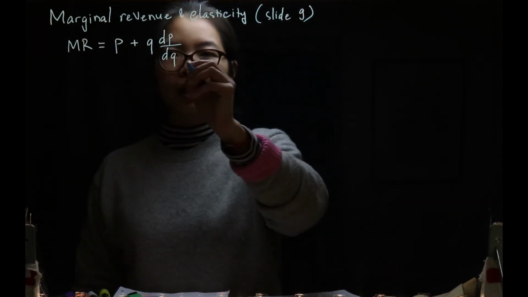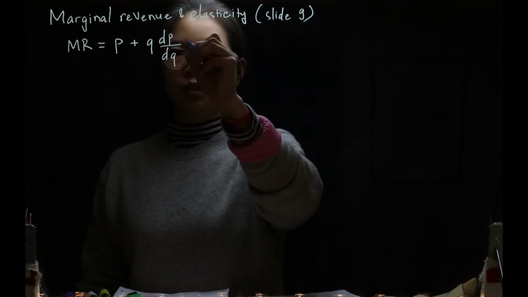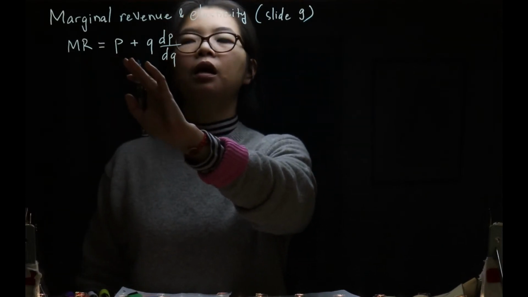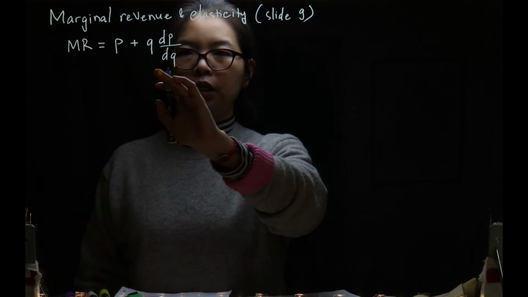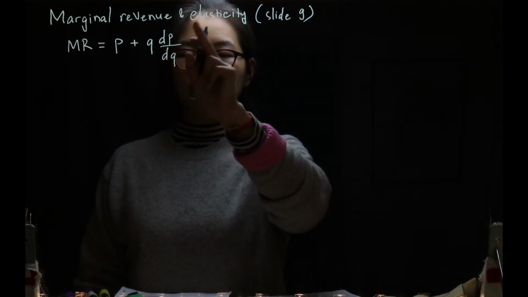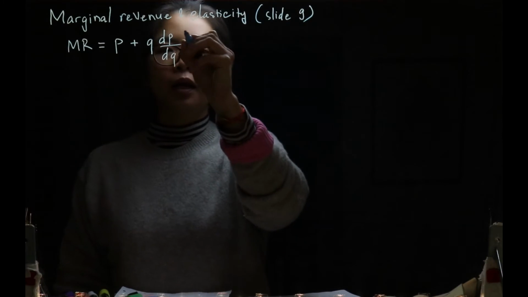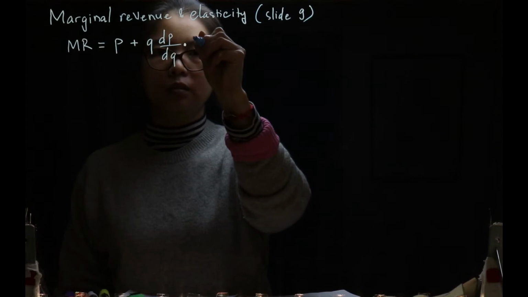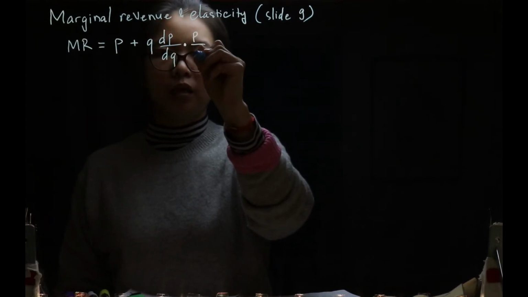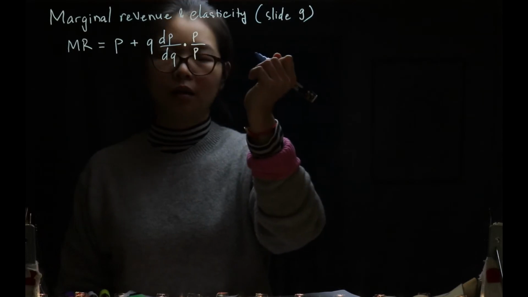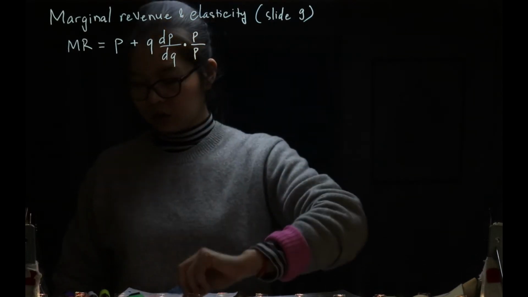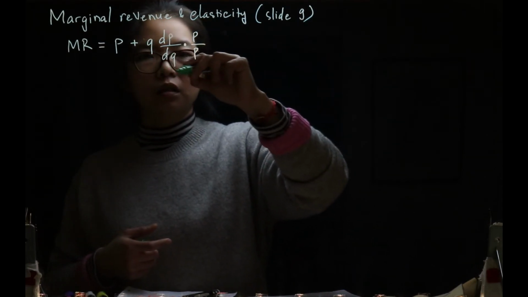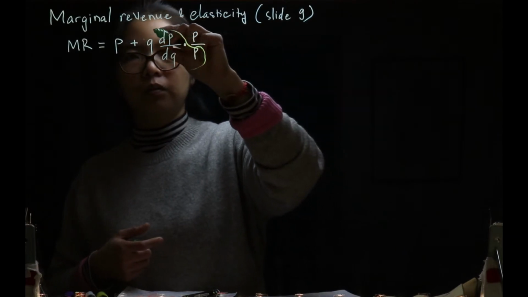Now, let's start with where we stopped in the previous slide, where you already showed that the marginal revenue equals price plus Q times the derivative of price with respect to Q. Now, if we want to have the elasticity, we can do it like this: multiply by P over P, basically 1. But why do we want to do that? Because if you look at this, it has the elasticity form already.